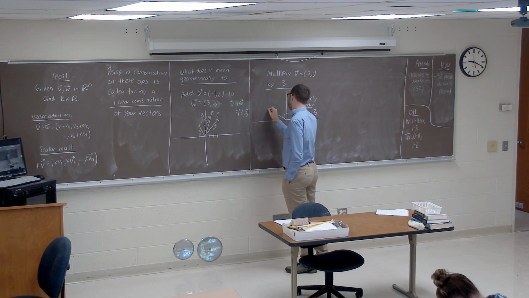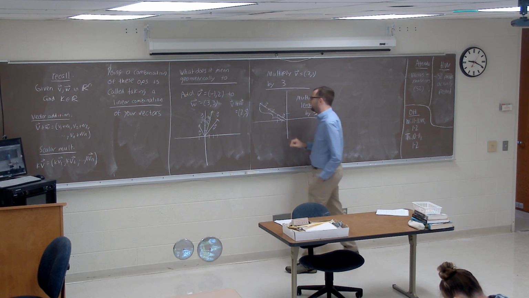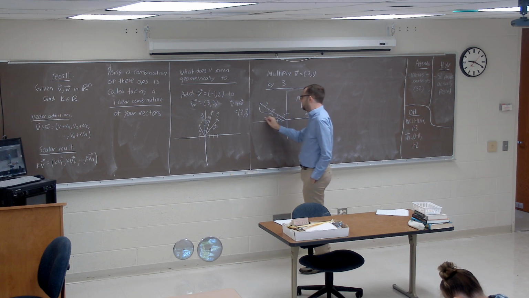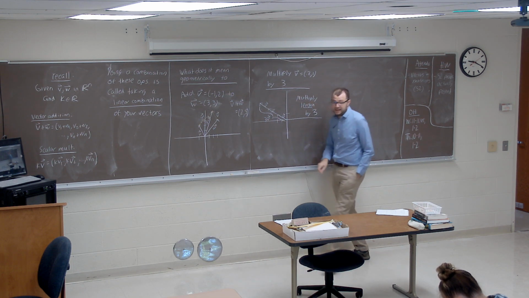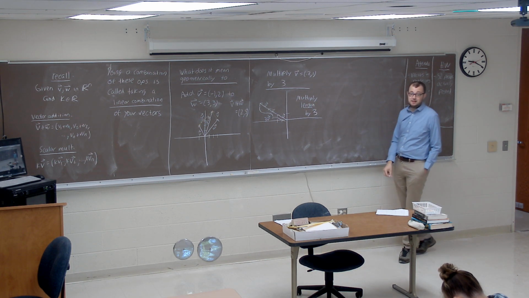So another way to think about it is we could put 3 copies of v on top of each other like this, and then the arrow formed going from the origin to where the third arrow ends would correspond to the arrow for 3 times the vector v.